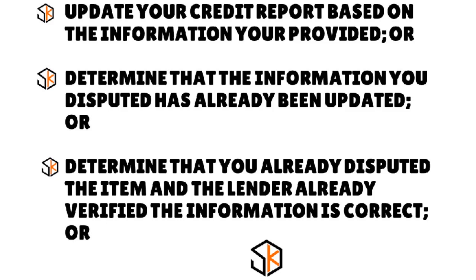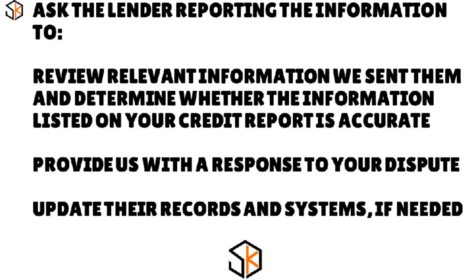Okay, or, and that's option number 4, ask the lender reporting the information to review relevant information TransUnion sends them, and determine whether the information listed on your credit report is accurate. Because the whole thing here is that it's all about validating data, right? So you can ask the lender reporting the information to provide TransUnion with a response to your dispute, and or ask the lender reporting the information to update their records and systems if needed.